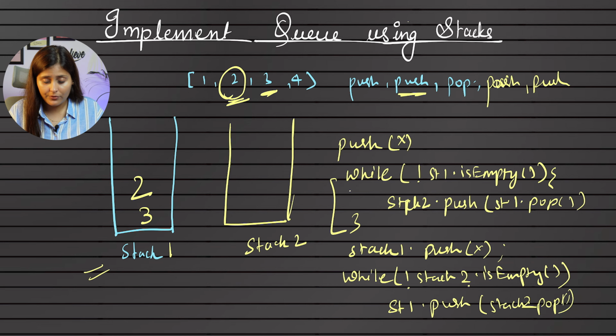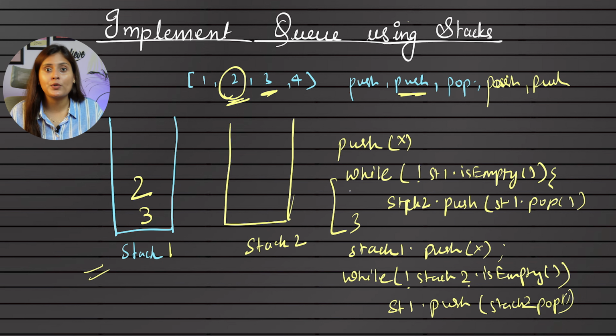Now when I have to call the pop function, what do you think? We should pop from stack 2 or we should pop from stack 1? Definitely stack 1. So we will simply do stack 1 dot pop. Now suppose we have to peek, means we have to just check what's the top element. Definitely stack 1 dot peek. Now if we have to check if our queue is empty or not, we have to check the empty characteristic of stack 2 or stack 1.